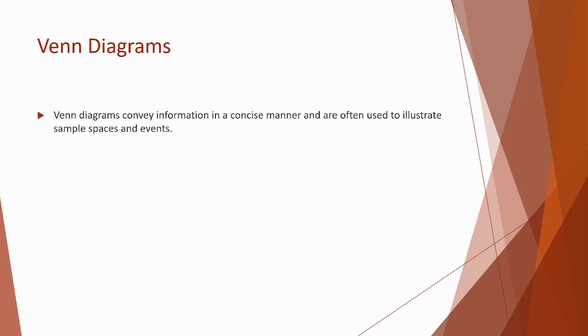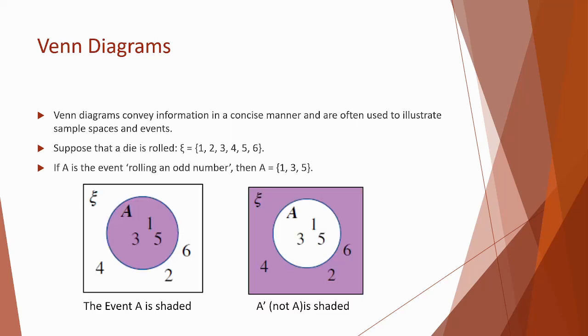So Venn diagrams are a nice way of conveying information that's easy to read and also shows both the sample space and the events that have occurred. So let's roll a dice, a normal 6-sided dice. We've got the sample space of 1, 2, 3, 4, 5, and 6. Now I'm going to set A to be the event of rolling an odd number, and we know that those are the numbers 1, 3, and 5 on a dice.